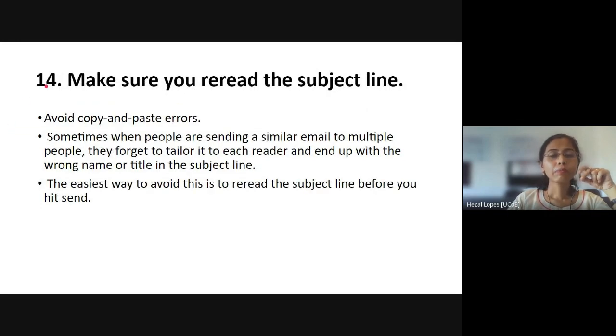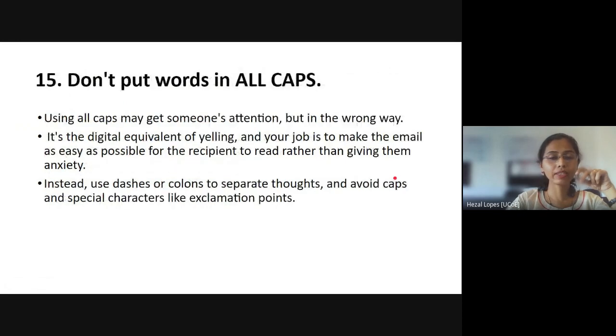Okay, my 14th point, the next point is, make sure you reread the subject line. Avoid copy and paste errors. Sometimes when people are sending a similar email to multiple people, they forget to tailor it to each reader and end up with the wrong name or title in the subject line. So before you send any email to anyone, please reread the subject line and then send. The easiest way to avoid this is to reread the subject line before you hit the send button.